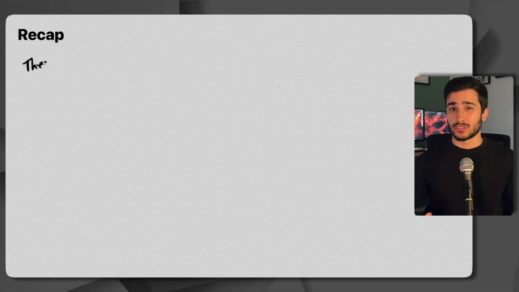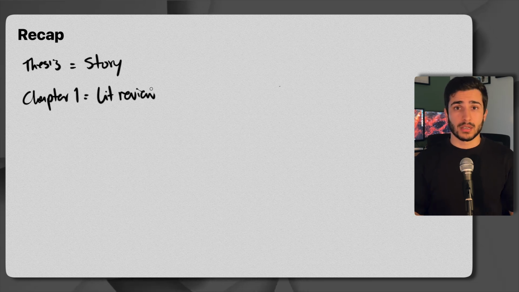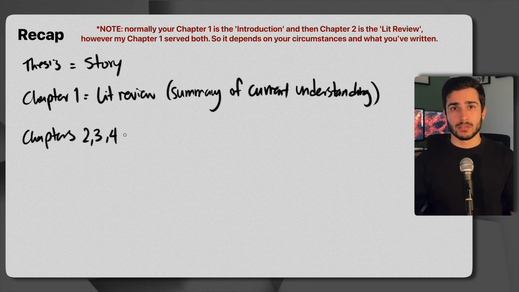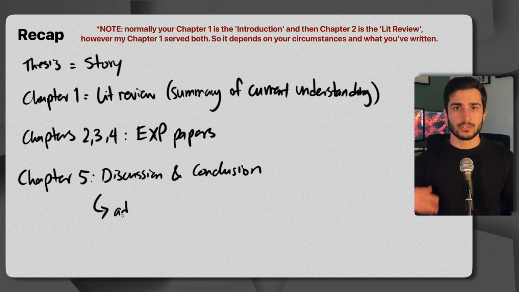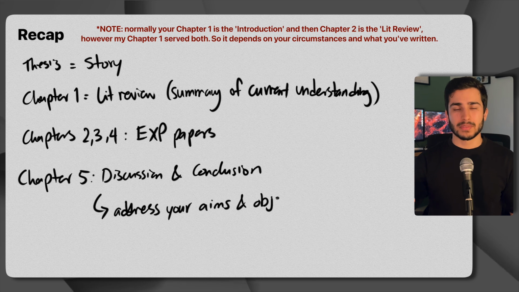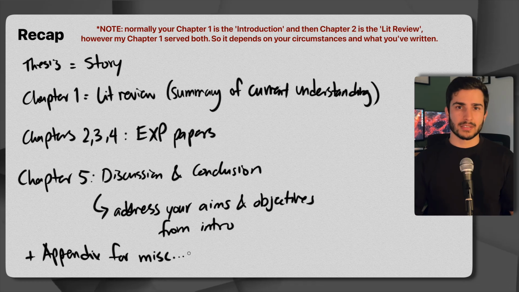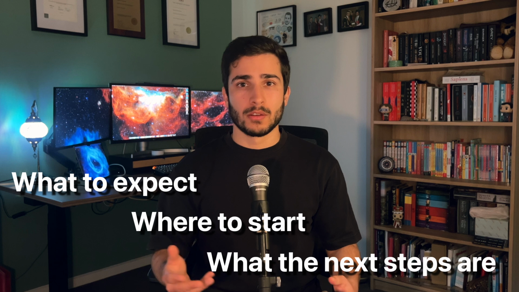All right, let's recap what we've been talking about so far. We said that your thesis is like a story, and hopefully now you see what I mean. Well, the first chapter of your lit review is summarizing the current literature on the topic and stating what that gap is and what you're trying to fill. Then the next few papers are your experimental papers, which is where the real main part of your work of your thesis is. Then at the end is your discussion and conclusion chapter that basically summarizes all of your findings from that research that you've done, addressing the main aims and objectives of your thesis. And the very last part is the appendix, which can include a bunch of miscellaneous things. And that's basically it. I hope that gave you a clear understanding of what to expect, where to start, what the next steps are, wherever you currently are at.